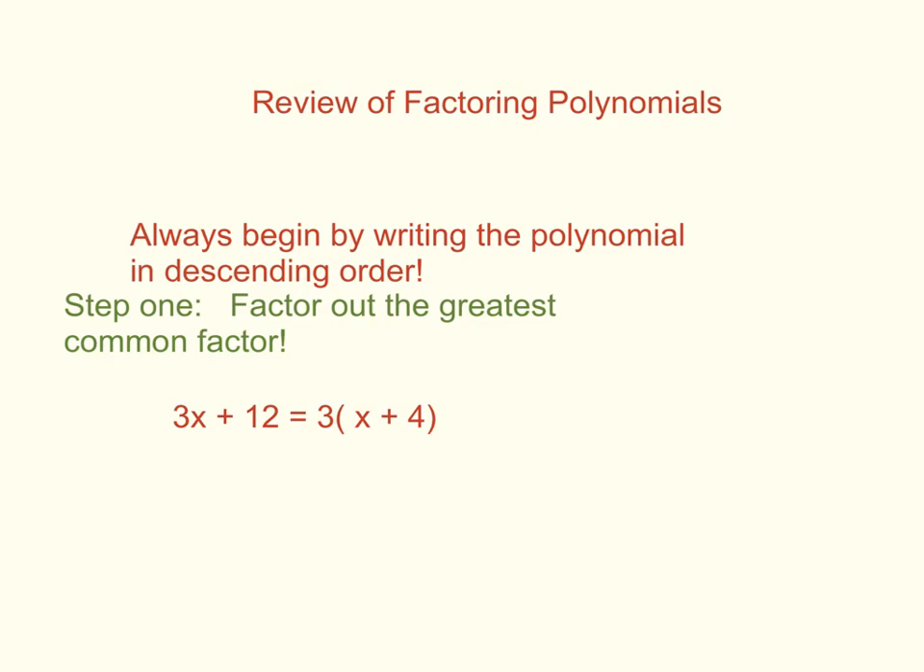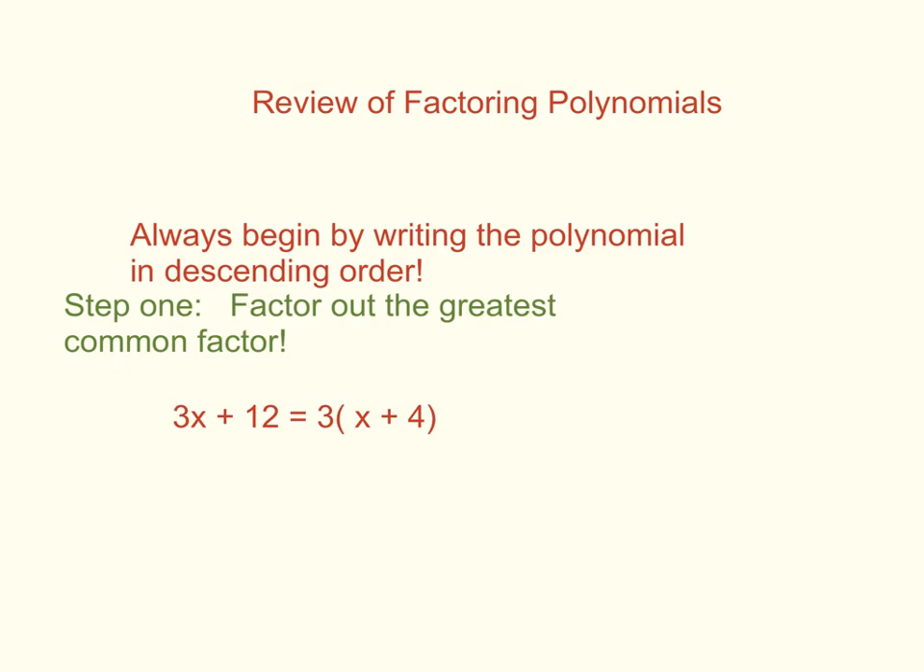Okay, so we show that we factored out the 3 with this first 3 here, and then a set of parentheses showing we're going to factor that 3 out of both of these terms, respectively. So, in effect, you're really dividing 3x by 3, leaving x, and then dividing 12 by 3, leaving 4. If you were to distribute over on the right side of this equation, you would clearly get to the left side. So you know you're accurate there.